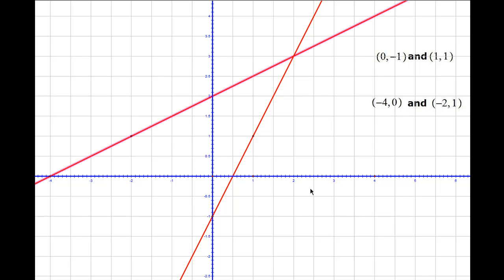So what does this tell us? That x equals 2 and y equals 3 is the solution of these 2 equations.